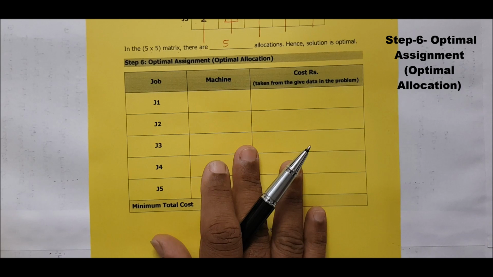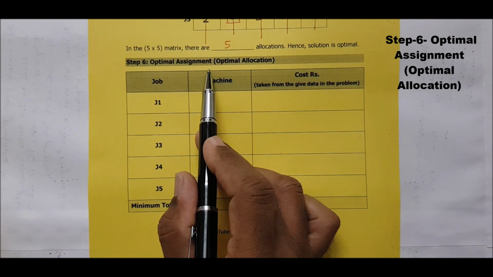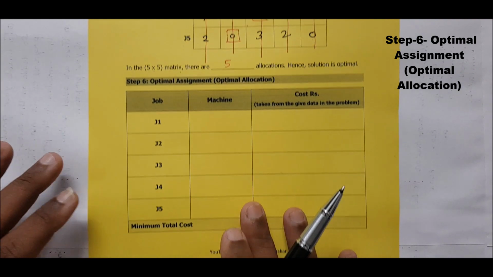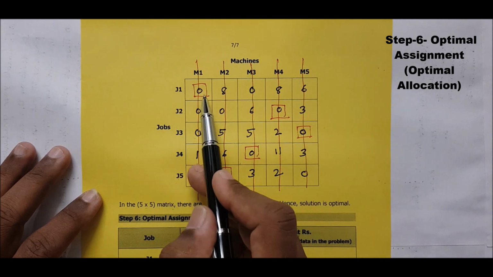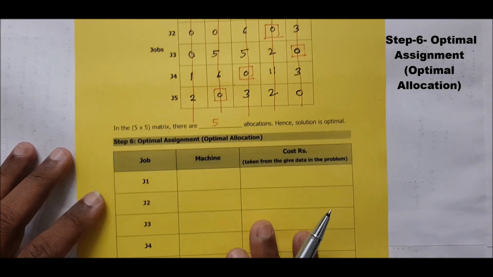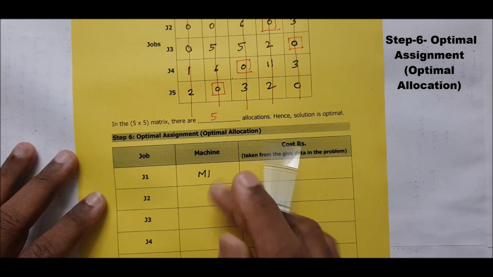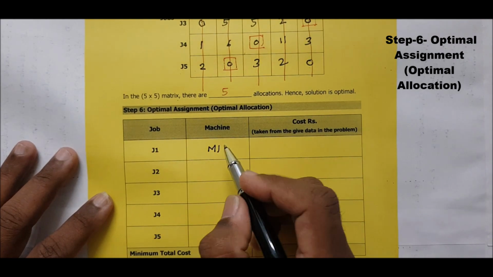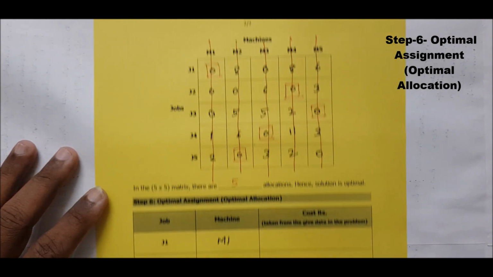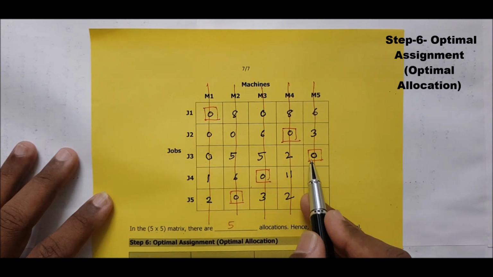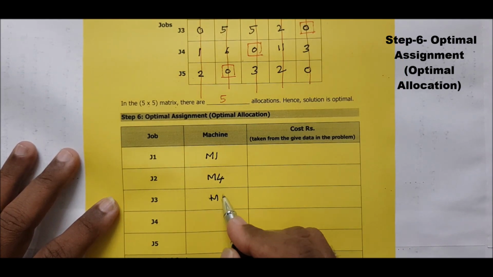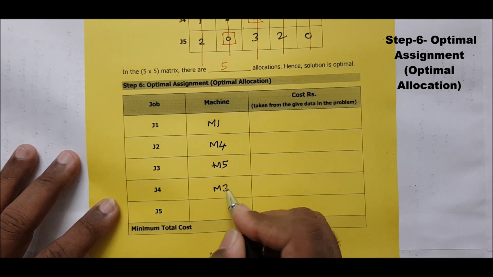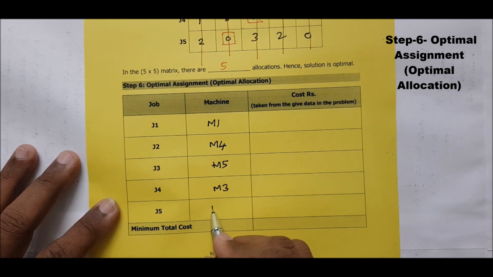Now you see step 6, optimal assignment. What is the meaning of optimal assignment? Job 1, to which machine has it been allocated? It is very simple. Job 1 is allocated to machine 1. So you write it here. Job 1 is allocated to machine 1. Job 2 is allocated to machine 4. Job 3 is allocated to machine 5. Likewise, job 4 to machine 3 and job 5 to machine 2.